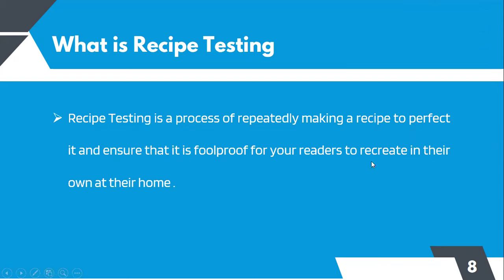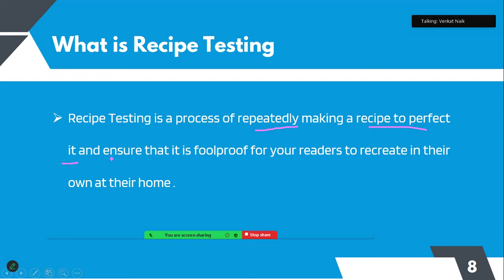Obviously, it means repeatedly making the recipe to perfect it and ensure it is foolproof, which is the POC, a full proof of concept, in order to recreate it at another time. Because if you want to prepare a recipe, whatever steps you follow should make the recipe very perfect and very tasty.